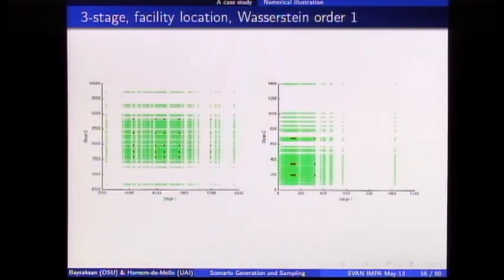And this one is doing the facility location with a Wasserstein order 1. Remember, it's like doing Euclidean distance with a power of 1, and doing a facility location selection, so solving a combinatorial problem for each stage. You can see a decent coverage here, in stage 1 and for reservoir 1, and here for reservoir 2.